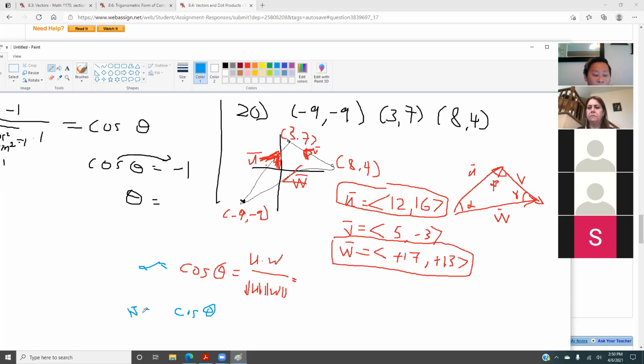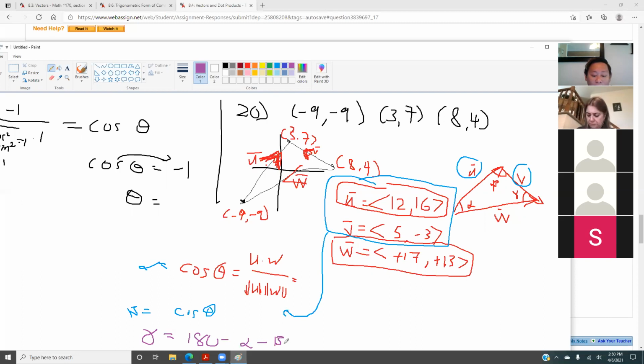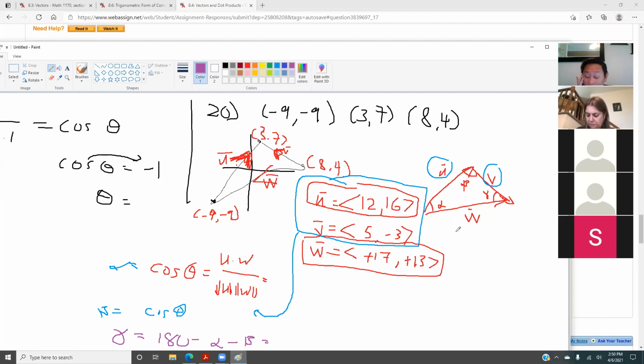And then for beta, you will be using U and V. So you just do these two to figure out your beta. And then the last one, the gamma here, you just take 180 minus alpha minus beta, because the whole thing is 180. So you just subtract them out. You guys all right here?